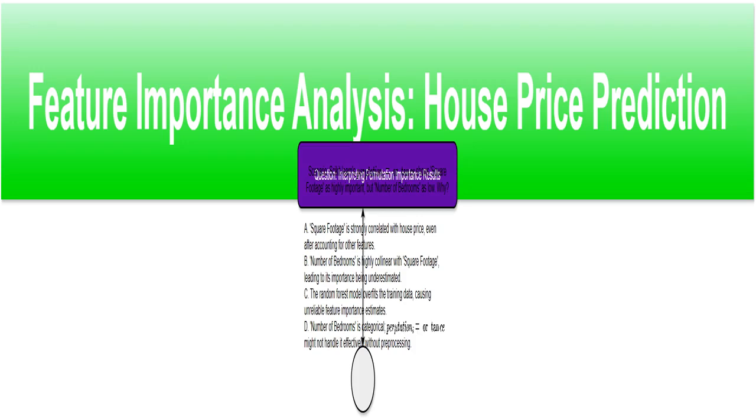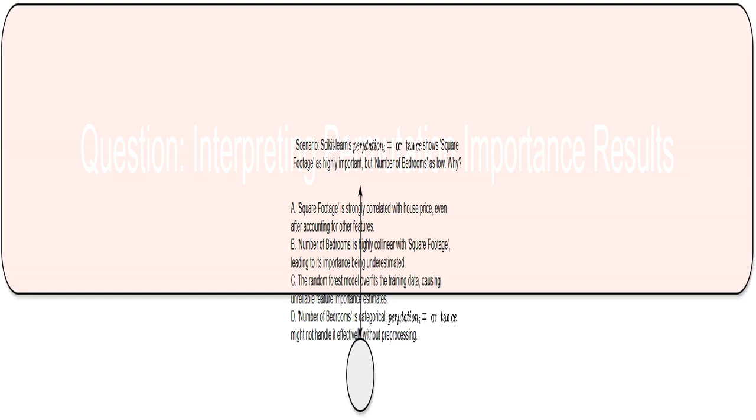I'm analyzing how different features contribute to predicting house prices using a technique called permutation importance. We're looking at a random forest model, which is a popular machine learning model. I'll explain how I interpret the results. The core question is, why does square footage show up as a very important feature for predicting house prices, while number of bedrooms is deemed unimportant by the permutation importance method? I need to explore multiple reasons for this discrepancy.